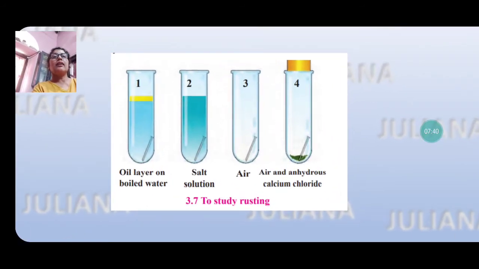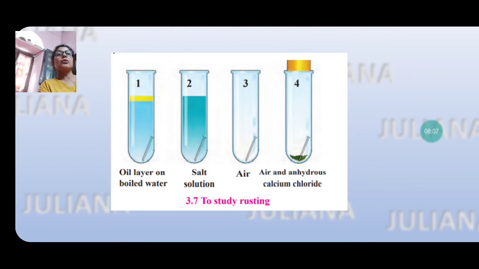Now here you have to study rusting. There are certain conditions that are needed. There are 4 test tubes here. In the first, there is an oil layer on boiled water. The water is boiled and there is an oil layer, and you put a nail inside. In the second case, you put the nail in a salt solution. In the third case, there is no water, only air. And in the last case, air and anhydrous calcium chloride are added.